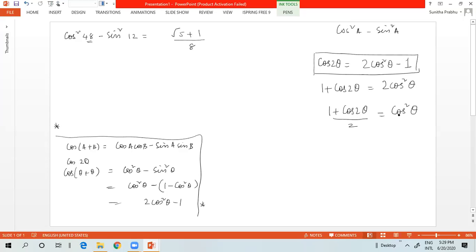So that being the case, what will cos square 48 become, Nihar? It'll be 1 plus cos 2 into 48, that is 96, divided by 2. See, if theta is here, you have 2 theta here. And this one, what will you do?